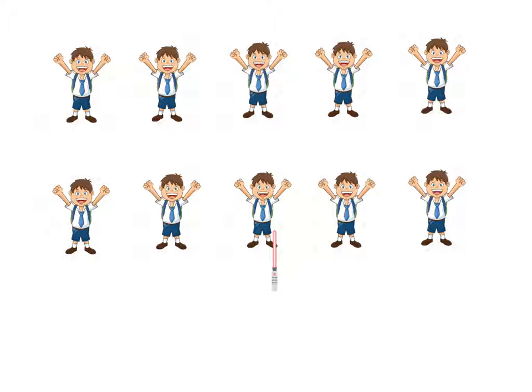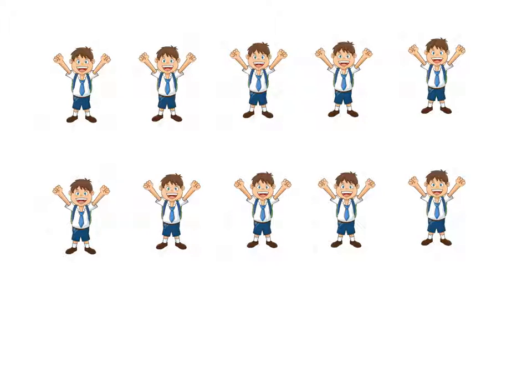Let's skip count by twos to find out how many arms they have altogether. 2, 4, 6, 8, 10, 12, 14, 16, 18, 20. There are 20 arms in all for 10 students.